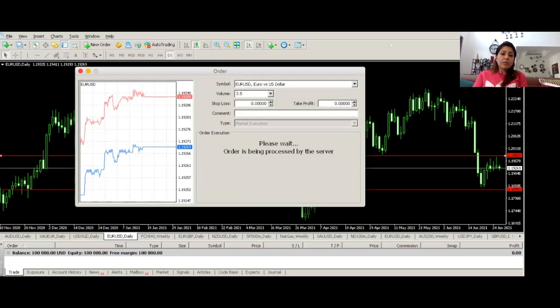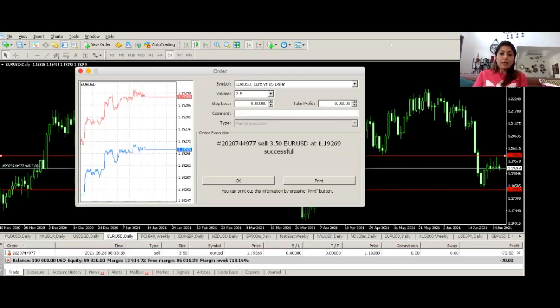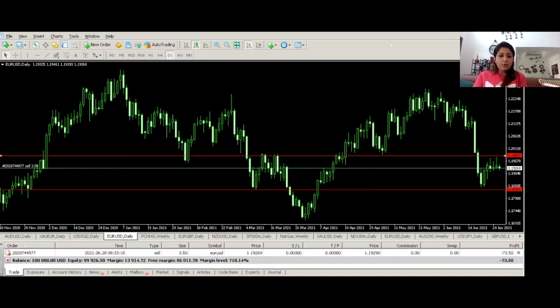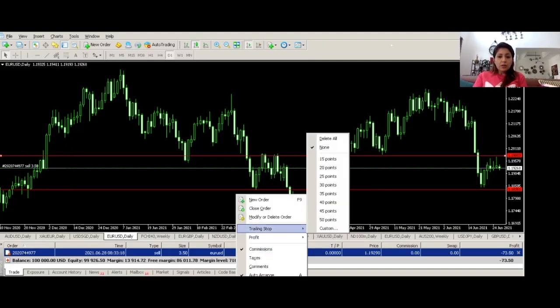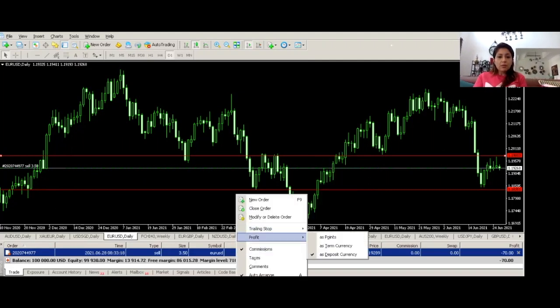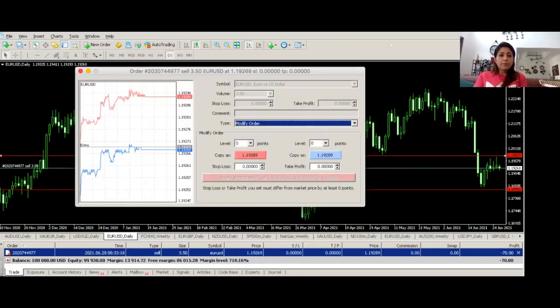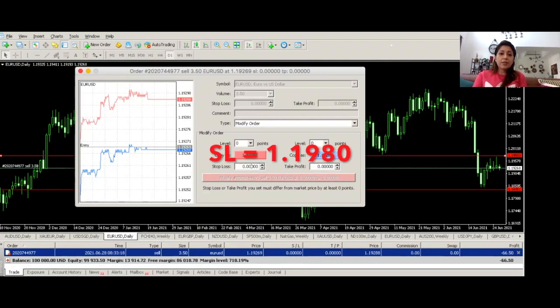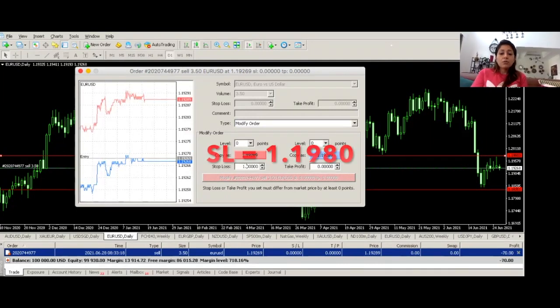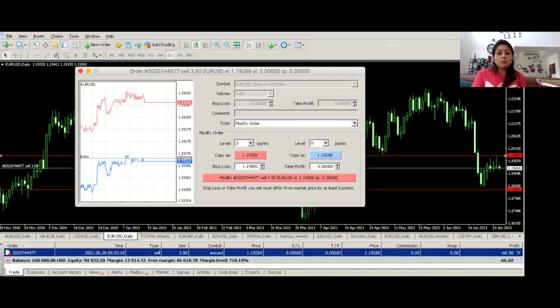So now we're going to sell, and I did not put the stop loss, so I'm going to put the stop loss. Sorry. So the stop loss is actually 1980 here.